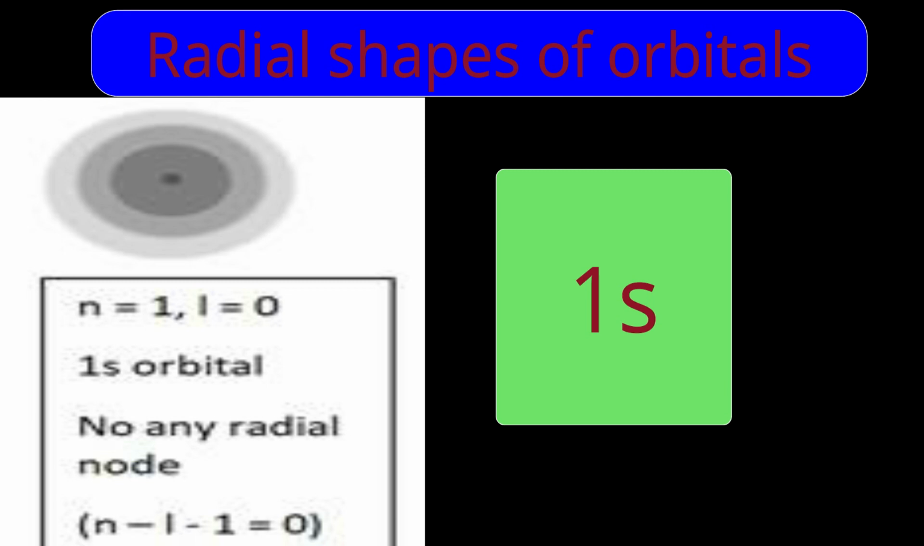In this orbital, what is the value of n? 1. What is the value of l? 0. So 1 minus 0 minus 1, the answer is 0. So mathematically also we can find out how many nodes will exist in a particular orbital. The concept will be more clear with further orbitals.